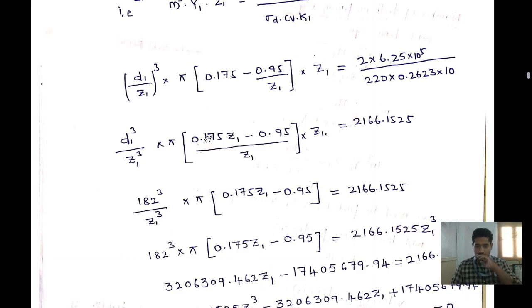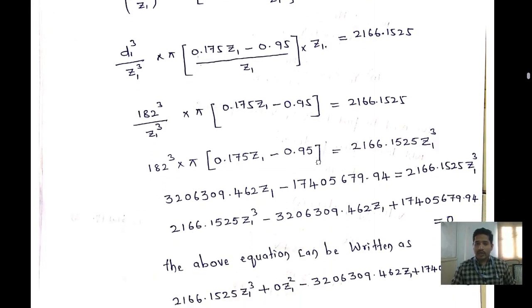Is it right? z1 cube into pi as it is. So here 0.175 z1 as it is. This z1 and this z1 will cancel. The remaining should be 0.175 z1 minus 0.95 equal to 2166.1525. Clear here? Then again you have to multiply these terms here. 182 whole cube into pi, 0.175 z1 minus 0.95 equal to 2166.1525 z1 cube. Clear dear?